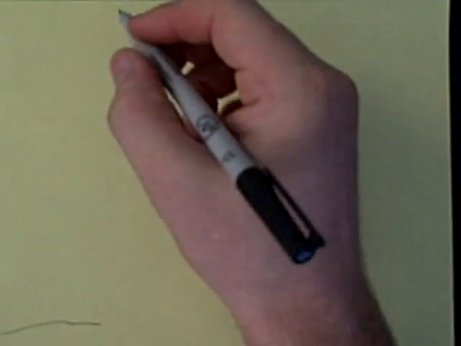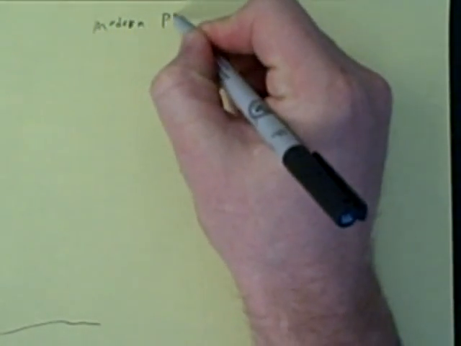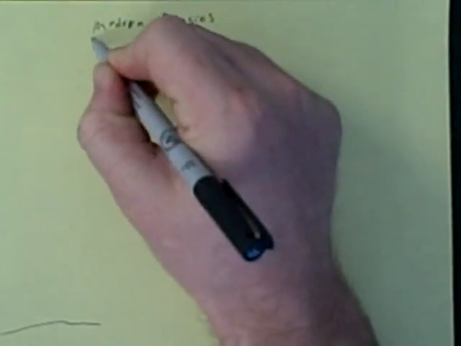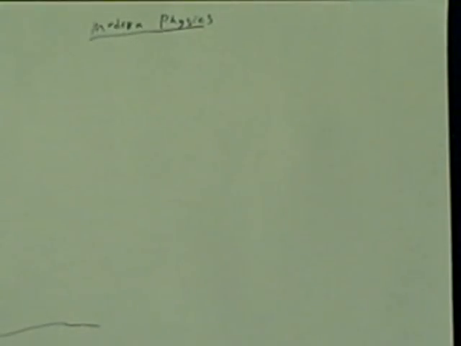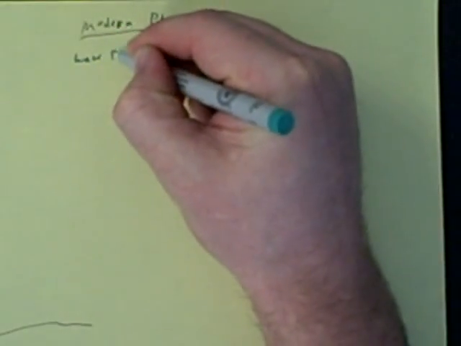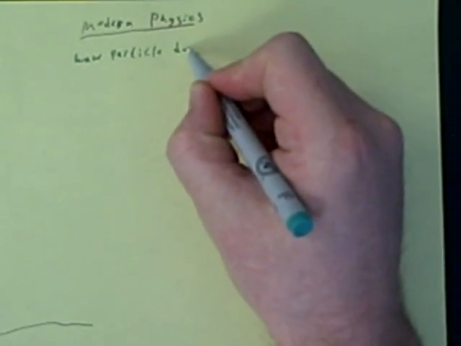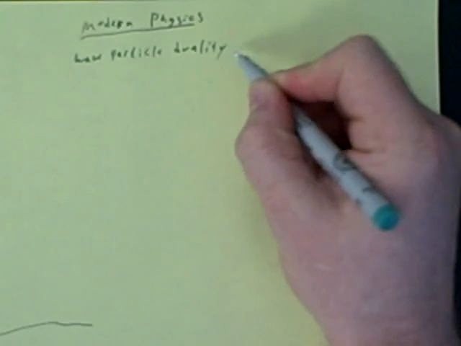Today we're going to begin talking about modern physics. Modern physics really began with the discovery that light can exhibit both wave and particle properties. They call this the wave-particle duality of light.